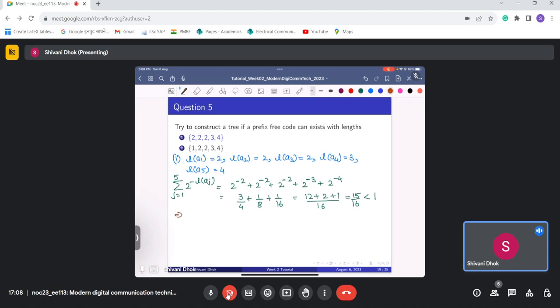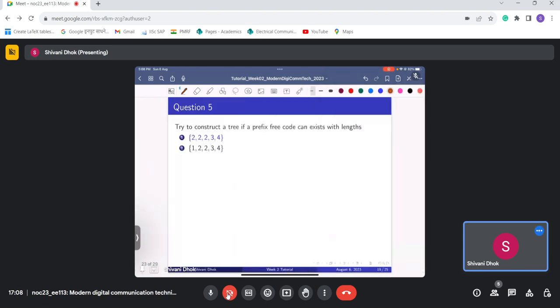So this means that the Kraft inequality is satisfied, which means there exists a prefix-free code. Okay. Now let's try to construct a tree using this given information.